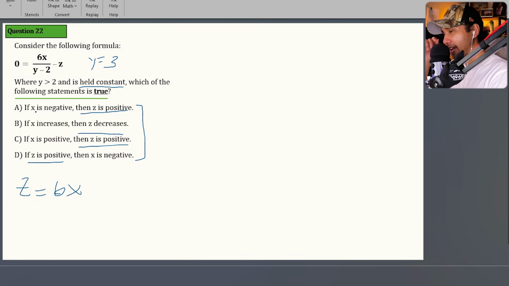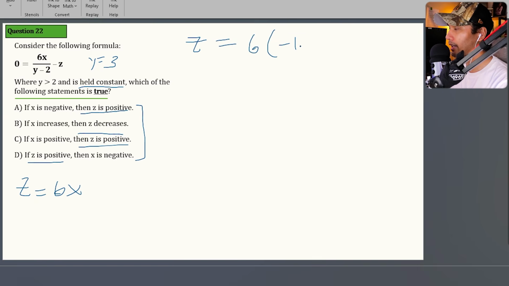If x is negative, then z is positive, okay? If x is negative, so I'm going to choose x as negative 1. Z equals 6 times negative 1. Z equals negative 6. If x is negative, we made it negative, then z is positive? Well, in fact, z is negative. It turned into a negative number.